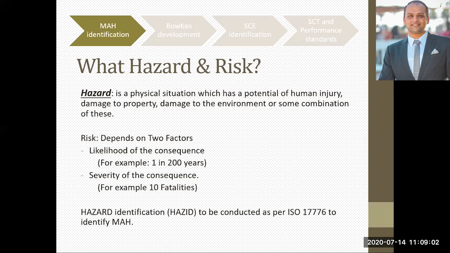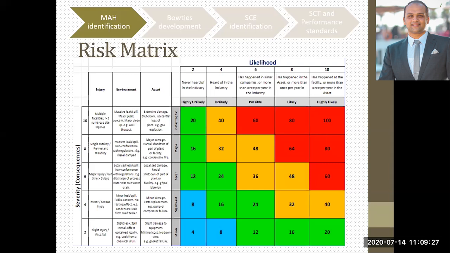This study is done by a group of people who have expertise, not only in this plant but in the whole industry. And it should be done as per ISO 17776 to identify all of the major accident hazards. So we have identified the hazards. For example, our hazard is natural gas. If natural gas is released, it can cause an explosion or fire, which can lead to a single fatality, for example. So this is our decision.